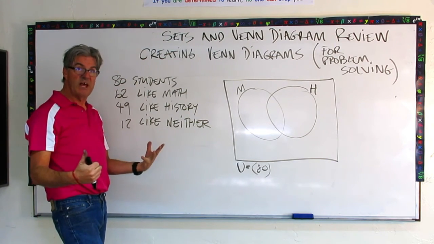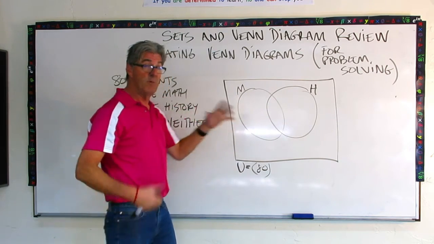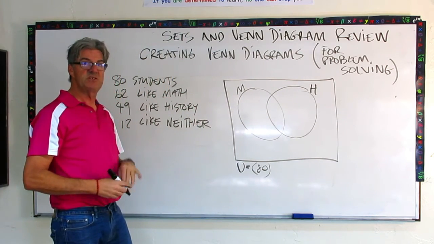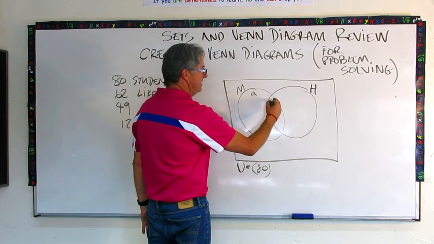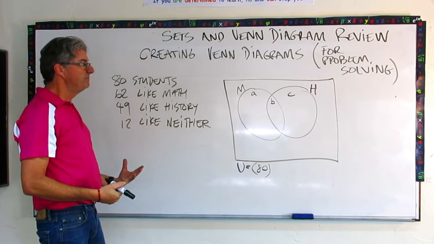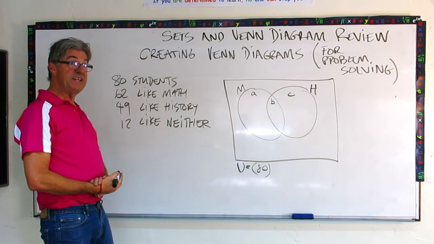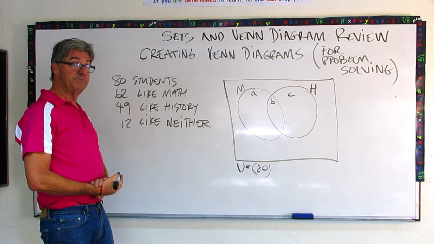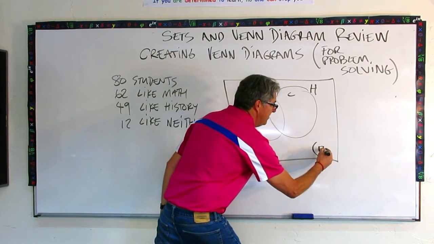If they told us who liked both, then it would be pretty easy to figure out the math and the history that go there. But we don't have that. So you have to use this sort of algebra trick. What we do is we label these three regions, A, B, and C. And then we do a little bit of algebra. Oh, I missed something. See if you can figure out what I didn't put on there that I need to. 12, like neither. That goes here.